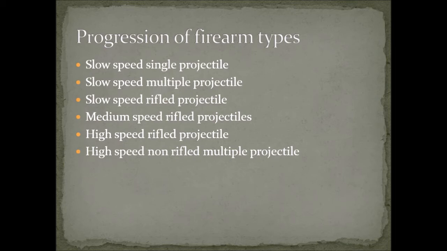Now we have high-speed rifled projectiles. What we're talking about here are your modern-day guns and firearms. There's also high-speed non-rifled multiple projectile. This is a shotgun. They're using smokeless powder, but they don't have the rifling down the barrel. They don't have those grooves cut into the barrel, and we've got a whole bunch of shot coming out of the end. This is your shotgun shooting buckshot, birdshot, all kinds of different shot.